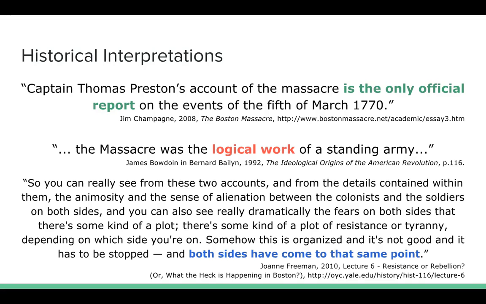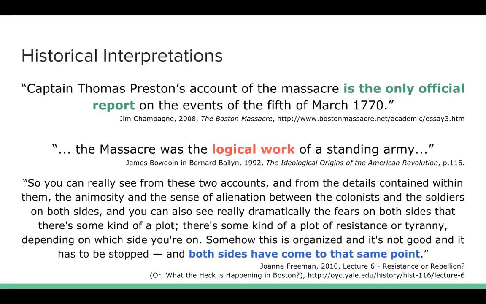And finally, we've got Joanne Freeman, who says, so you can really see from these two accounts, and she's specifically talking about Gage and Adams, okay? So you can really see from these two accounts and from the details contained within them, the animosity and the sense of alienation between the colonists and the soldiers on both sides. And you can also see really dramatically the fears on both sides that there's some kind of plot. There's some kind of plot of resistance or tyranny, depending on which side you're on. Somehow this is organized and it's not good, and it has to be stopped. And both sides have come to that same point.